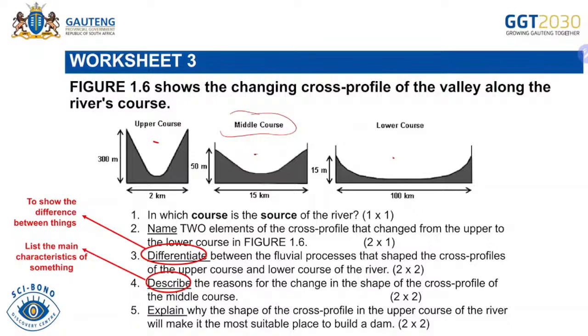Explain why the shape of the cross profile in the upper course of the river. So when you explain, you have to make your point very clear. You interpret or you spell out why the shape of the cross profile in the upper course of the river will make it the most suitable place to build a dam. Right, you are going to take a screenshot of this question and then see how far you can go with the 2 minutes that I'm going to give to you, and then we will look at the answers. Your 2 minutes will start now.